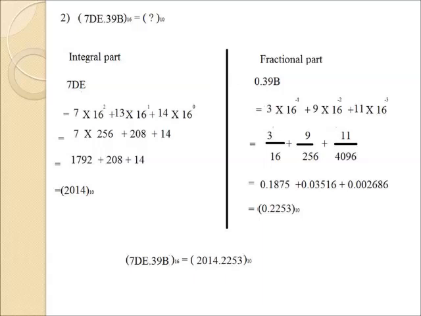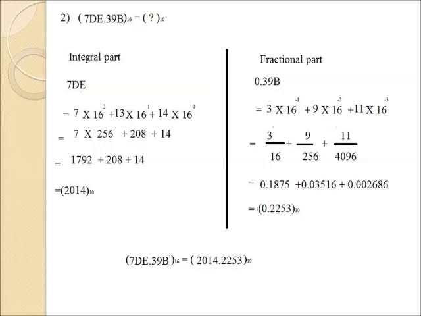So 7 into 16 raised to 2 is 256 times 7, plus 13 into 16, which becomes 208, plus 14 into 16 raised to 0. 16 raised to 0 is 1, so it is 14. So you can see the calculation of the integral part, which is 2014. So 2014 is the corresponding decimal.